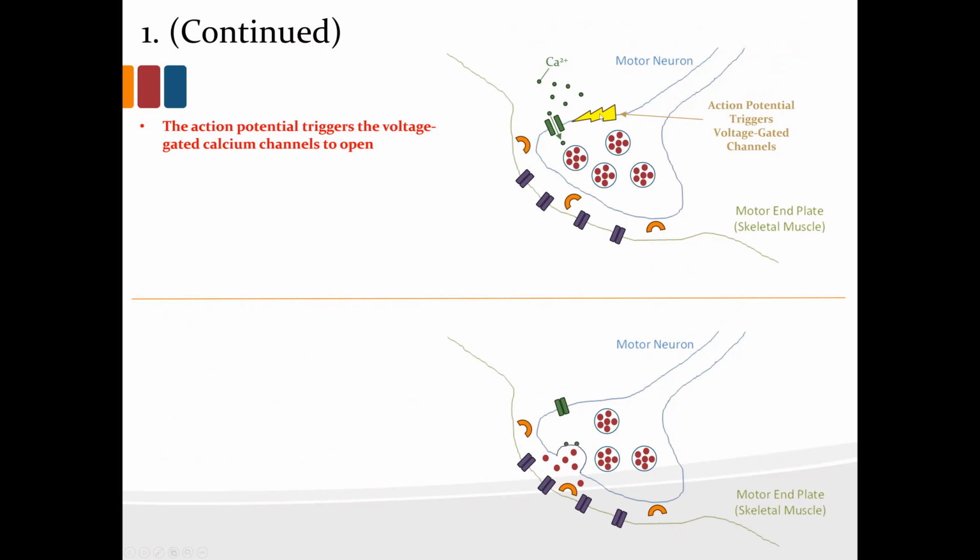So the action potential is going to trigger the voltage-gated calcium channels to open. And we'll again cover a little bit more detail in Chapter 12, but a voltage-gated channel opens and closes in response to membrane potentials. So the action potential changes the potential of the membrane, and that causes these channels to open. So the action potential was a trigger, and then these channels open.